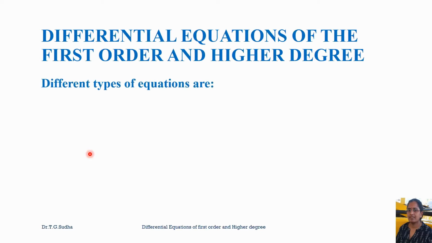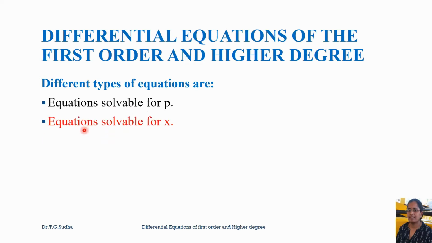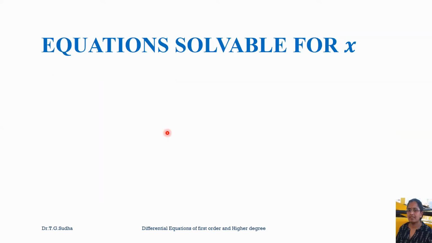So there are different types of equations. In the previous session, we have discussed about equations solvable for p. In this session, we are going to discuss about equations solvable for x. We also have equations solvable for y as well as Clairaut form. In this session, let us discuss about equations solvable for x.